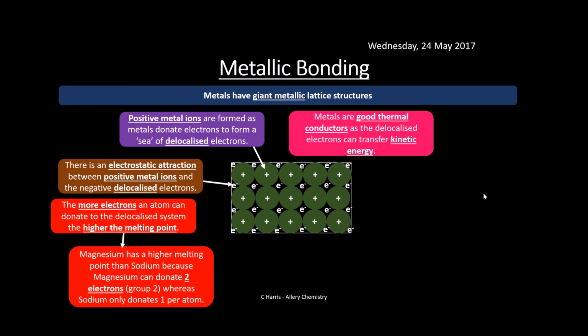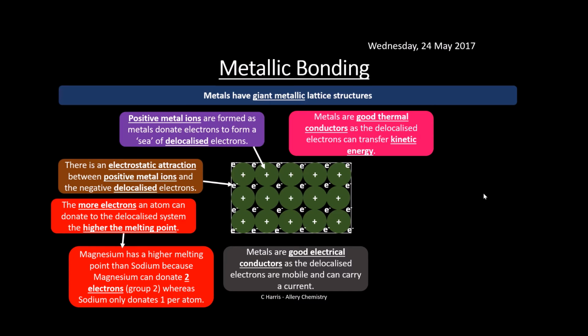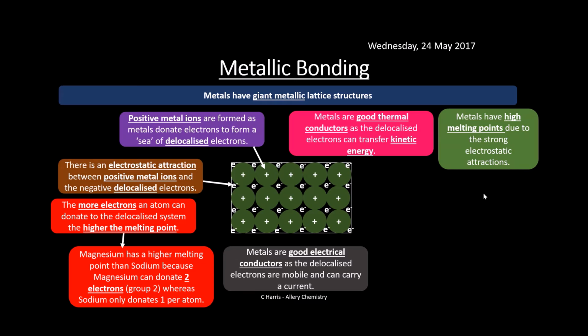Metals are good thermal conductors. The delocalized electrons can transfer kinetic energy, which is a transfer of heat. This is conduction of heat. They're also good electrical conductors. The delocalized electrons are mobile. They can move around, so they can carry the current. Metals have high melting points because they have lots of strong electrostatic attractions between the delocalized electrons and the positive metal ions.